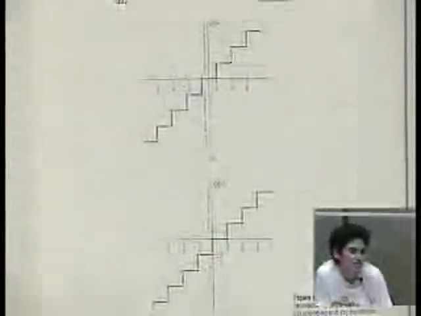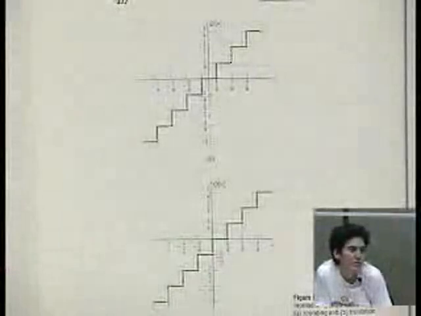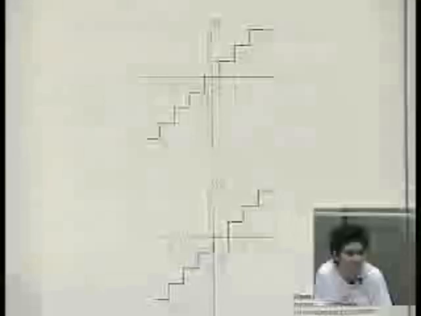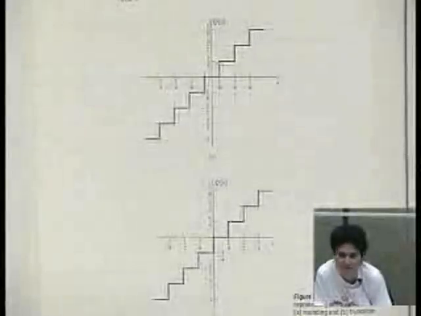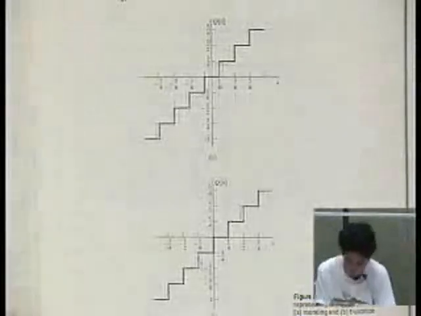So what is it? How many people think it's minus delta over 2 to plus delta over 2 in this case? Well, you consider the absolute value. No, I'm talking about not absolute value. So it is between minus delta over 2 and plus delta over 2.